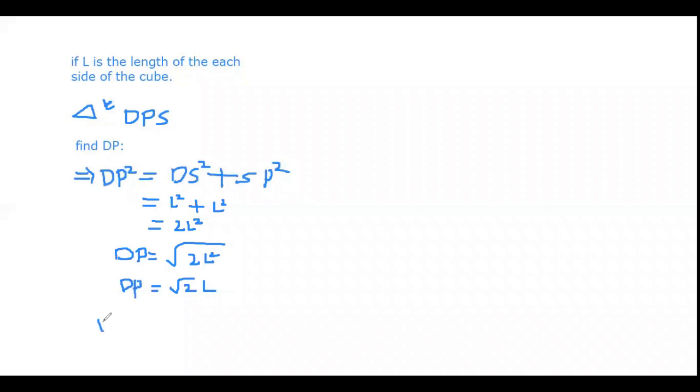And similarly, the other triangle, like AS, also gives the same root 2L itself. Now we got this dP, and let us call this equation 3. And similarly, let us now find P dash X.